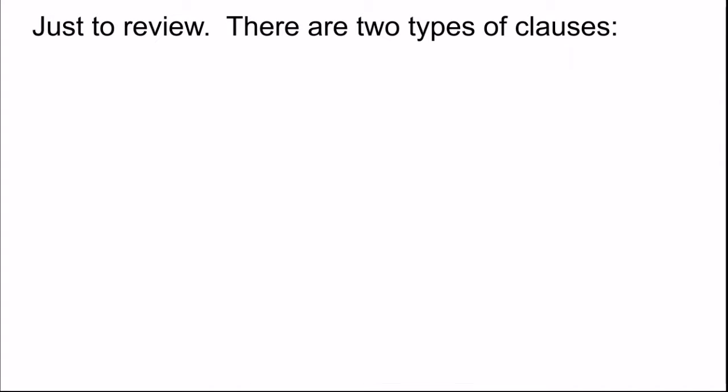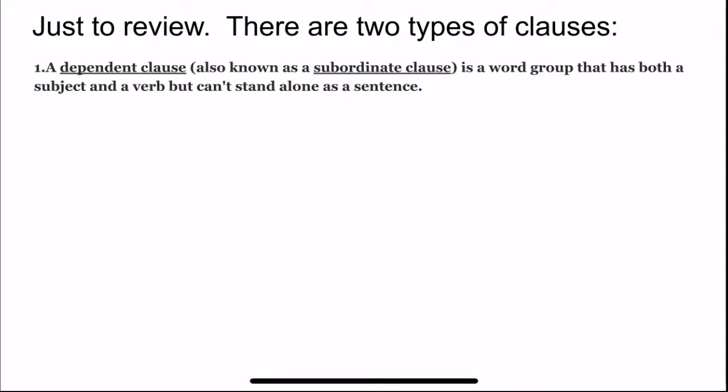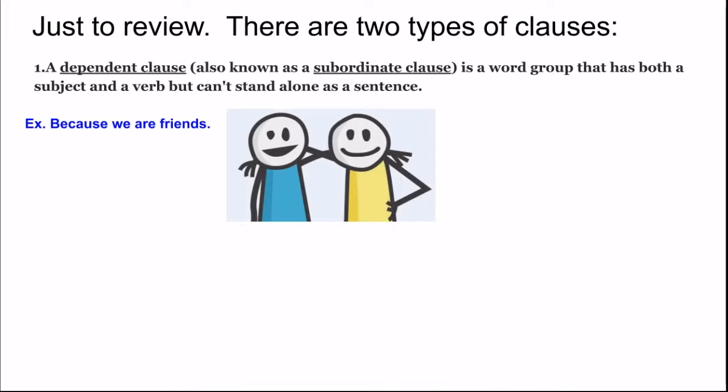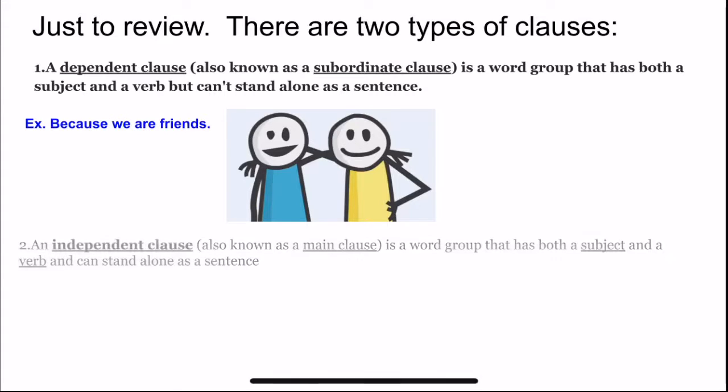Okay, take your classwork sheet and I just want you to fill in the blanks. There are 2 types of clauses. You have the dependent clause, which is also known as a subordinate clause. It's a word group that has both a subject and a verb, but cannot stand alone as a sentence. For example, because we are friends. Okay, there is a subject and a verb. However, that's not a complete sentence. It cannot stand alone, so it's dependent on another part of a sentence for it to make sense.